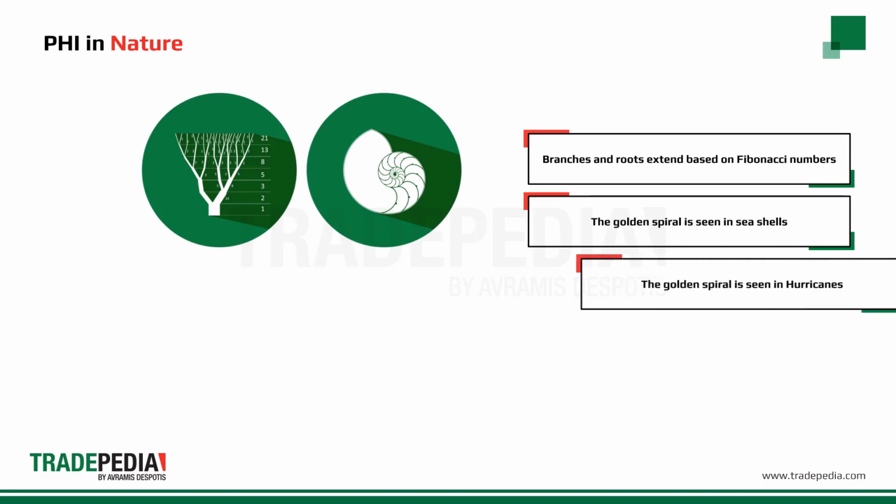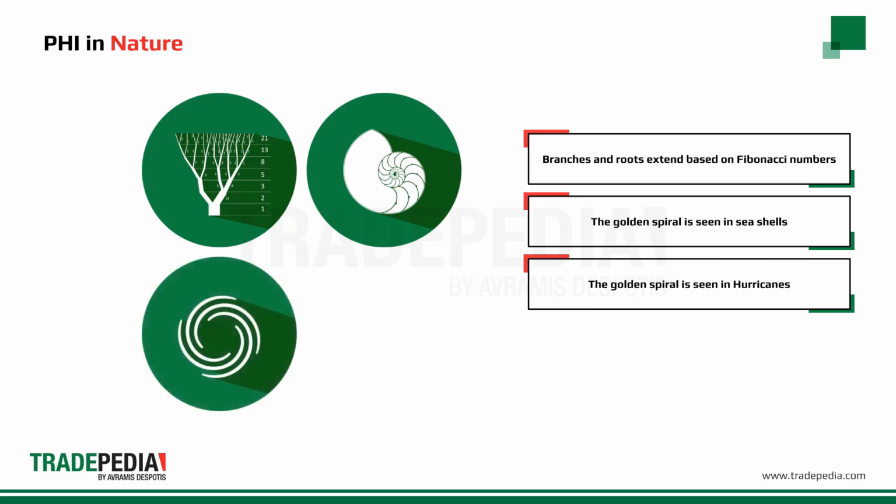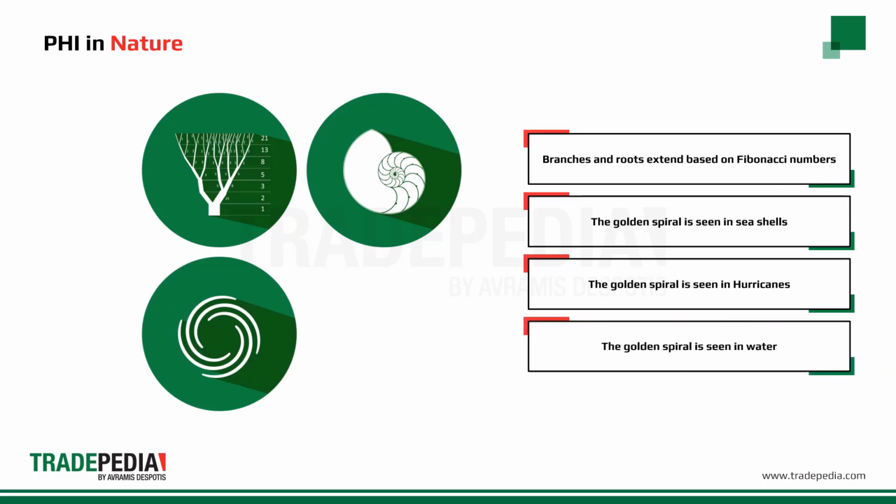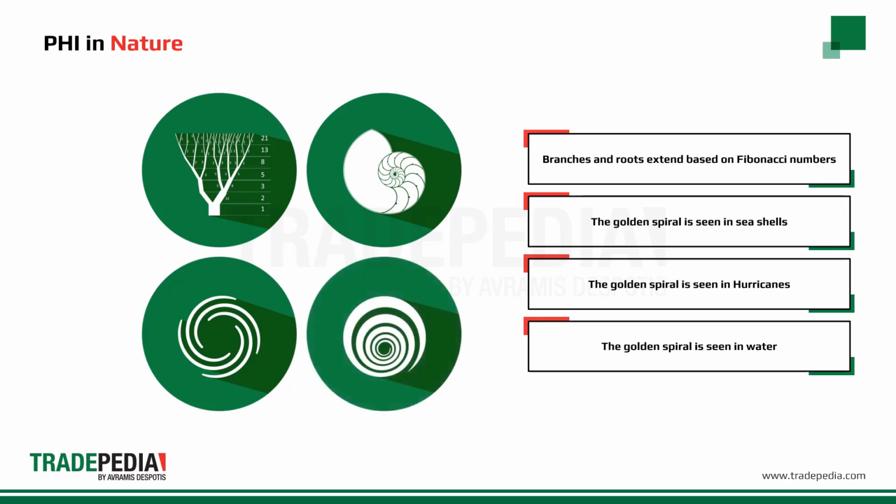Another case is a photo of a hurricane from a satellite. How it takes the shape of a spiral, but it's not just any spiral, it's a golden spiral. The same applies if you fill your bathtub with water and let the water flow down the drain. It flows in the shape of a golden spiral.